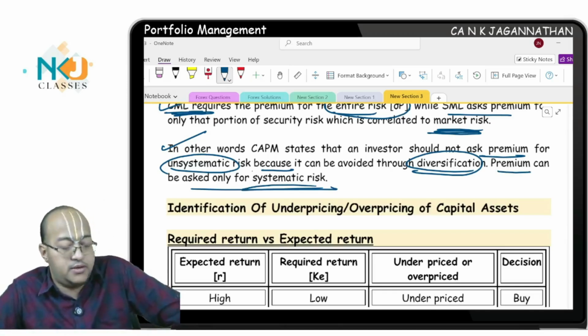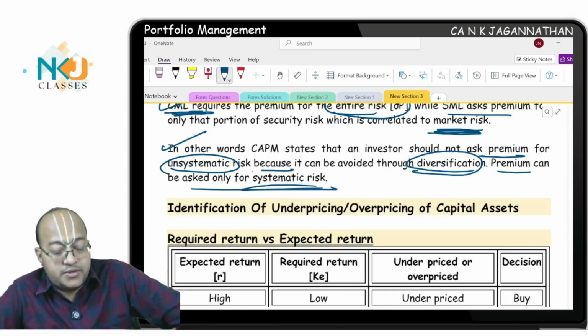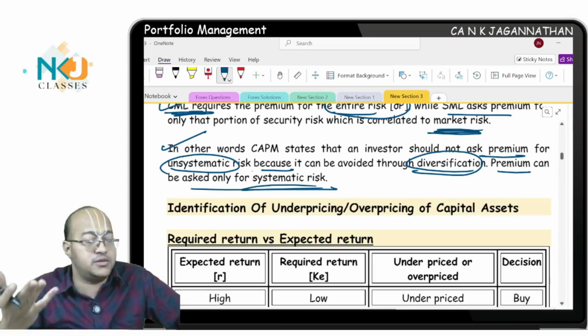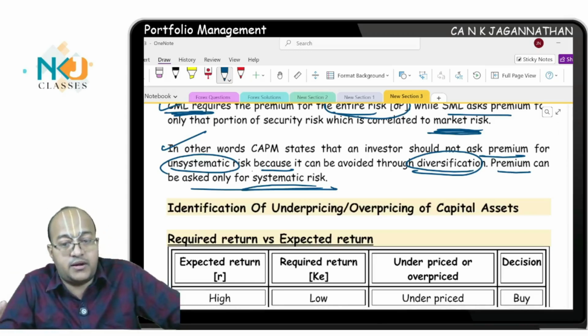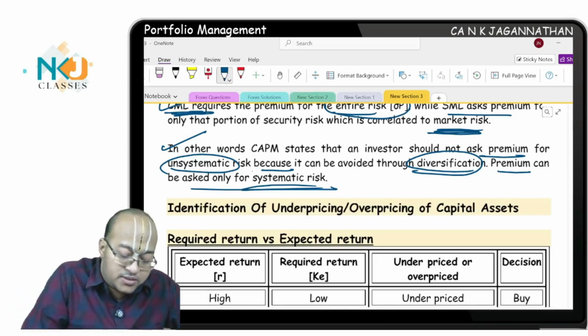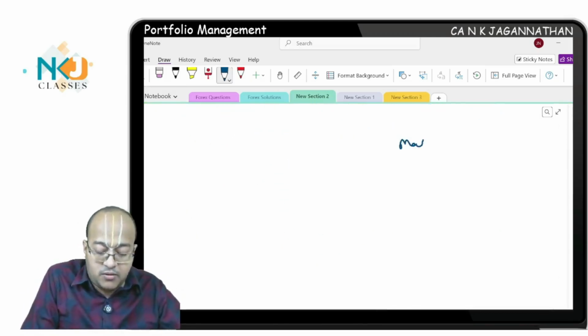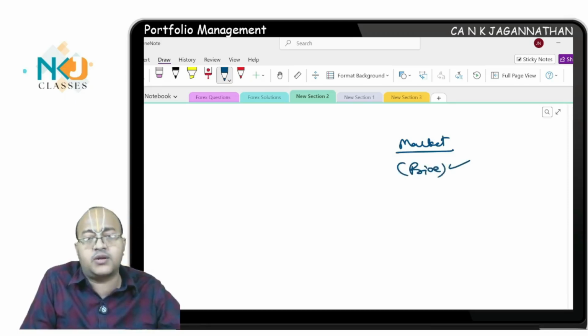Now we will move on to the identification of underpricing or overpricing based on expected and required rate of return. Sir, we already learned in security valuation how to find under or overpricing. Very simple here. See, I told you this is the market, this is the price available in the market. For any listed security, if you want to compare prices, you go to the market.